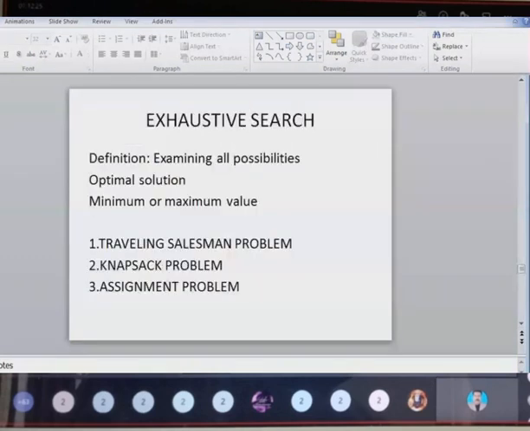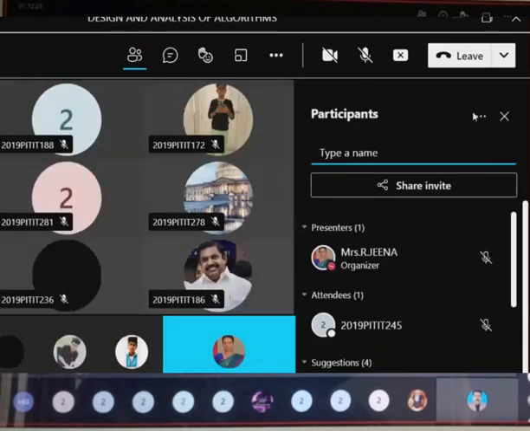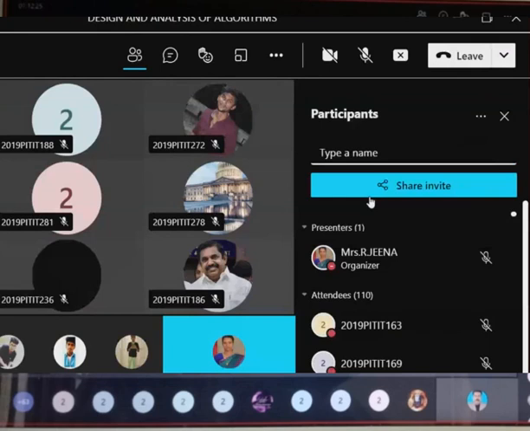Next topic is exhaustive search. Exhaustive search is used to examine or find all the possibilities, right? Among these possibilities, we have to find the optimal solution. The optimal solution may be minimum or maximum.